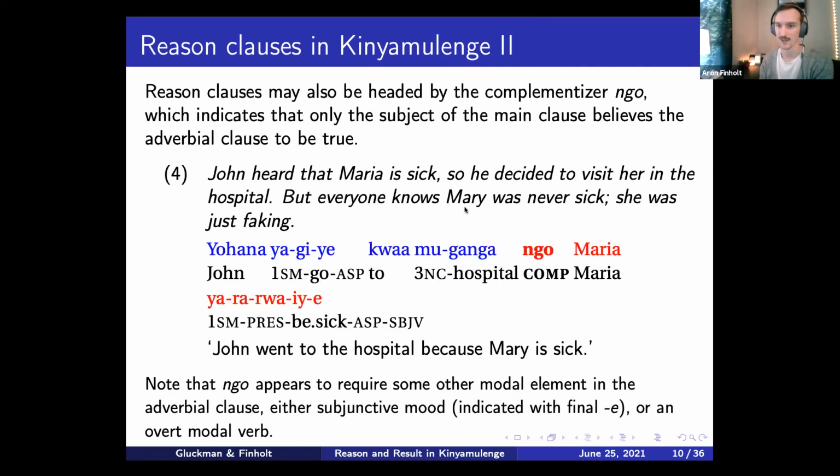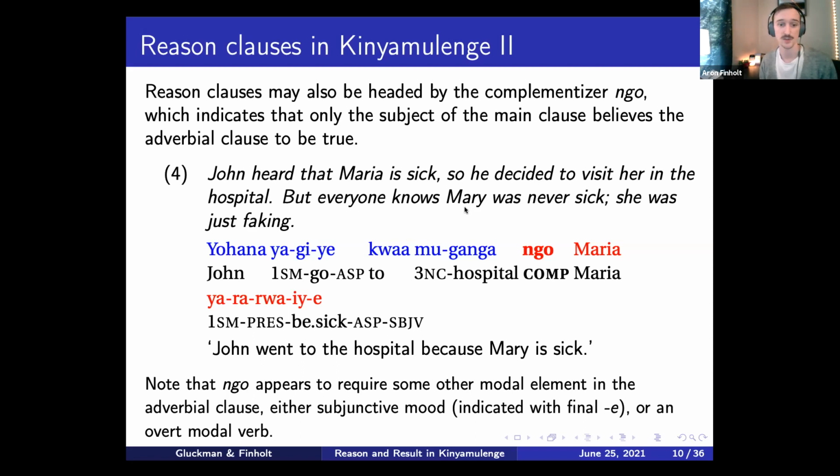Like I suggested a bit earlier, Kinyamulenge does have another complementizer, ngo, and we do find that reason clauses may also be headed by the complementizer ngo. But this yields a particular reading, specifically a reading in which only the subject of the main clause believes the adverbial clause to be true, right?